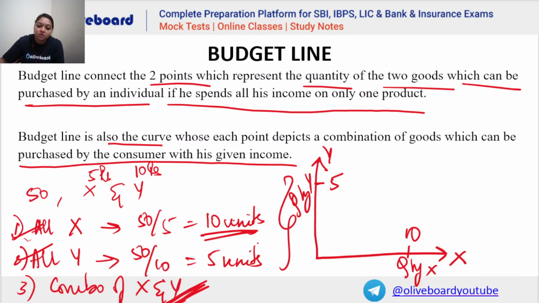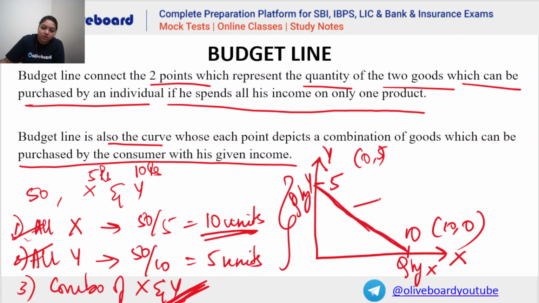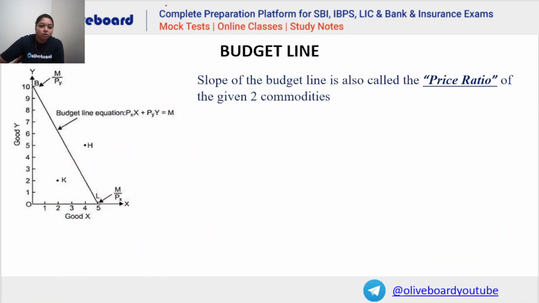So those two are the extreme points, because at 5, there is 0x, and here there is 0y, correct? It is 10, 0, and 0, 5. Then when you connect these two, the line that you get is your budget line, okay? The slope of the budget line is also called the price ratio of the given two commodities, okay?